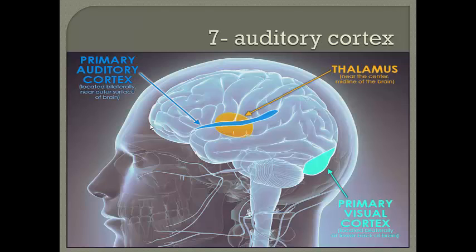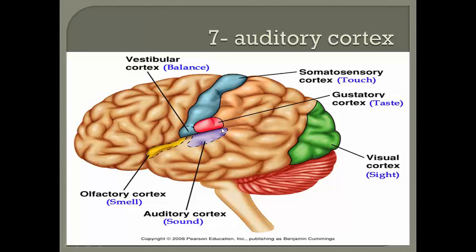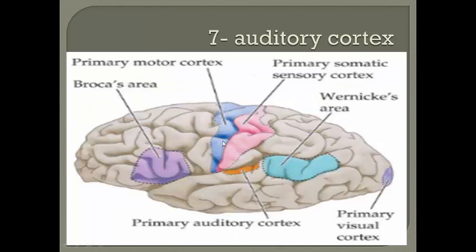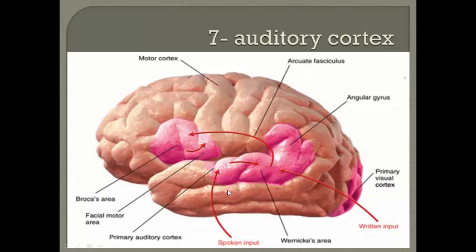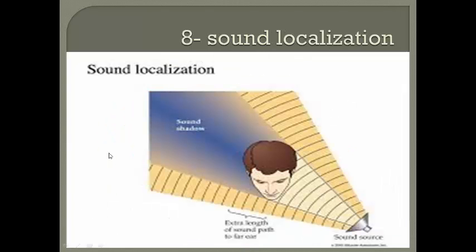As you see, this is the picture showing the primary auditory cortex, and there are multiple secondary auditory cortices, like this and this. All these are secondary auditory cortex. As you see, there is an important connection in the brain.